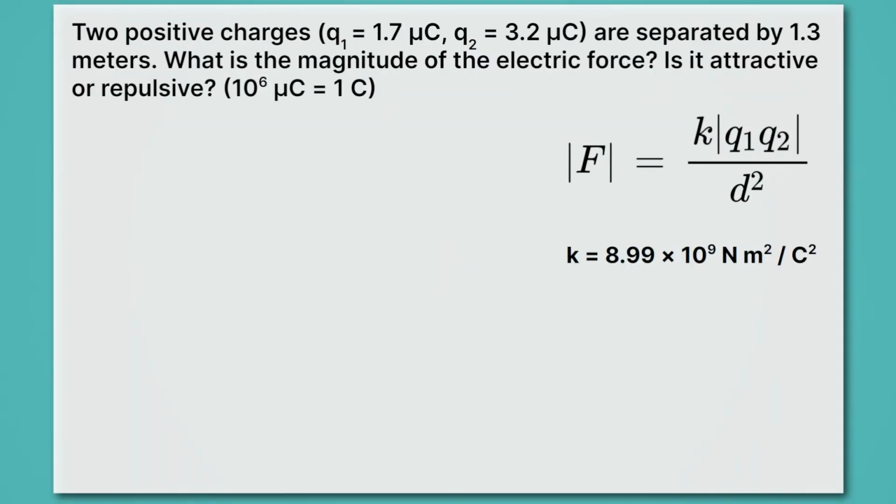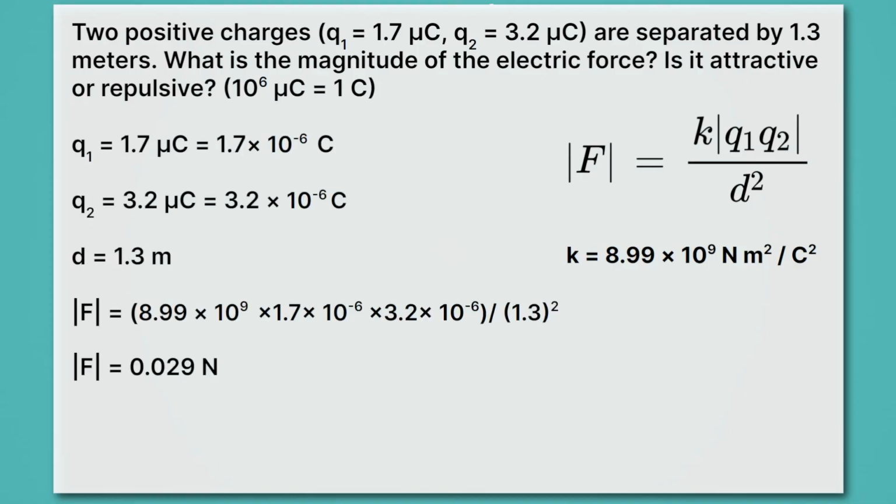Two positive charges, one with 1.7 microcoulombs and the second with 3.2 microcoulombs, are separated by 1.3 meters. What is the magnitude of the electric force? Is it attractive or repulsive? Pause the video and see if you can answer these questions. Okay, first we should calculate the force, and we'll get 0.029 newtons. That's the strength of the electric force between these two charges. Is it attractive or repulsive? Well, notice in this case, both charges are positive, so that's going to be a repulsive force.